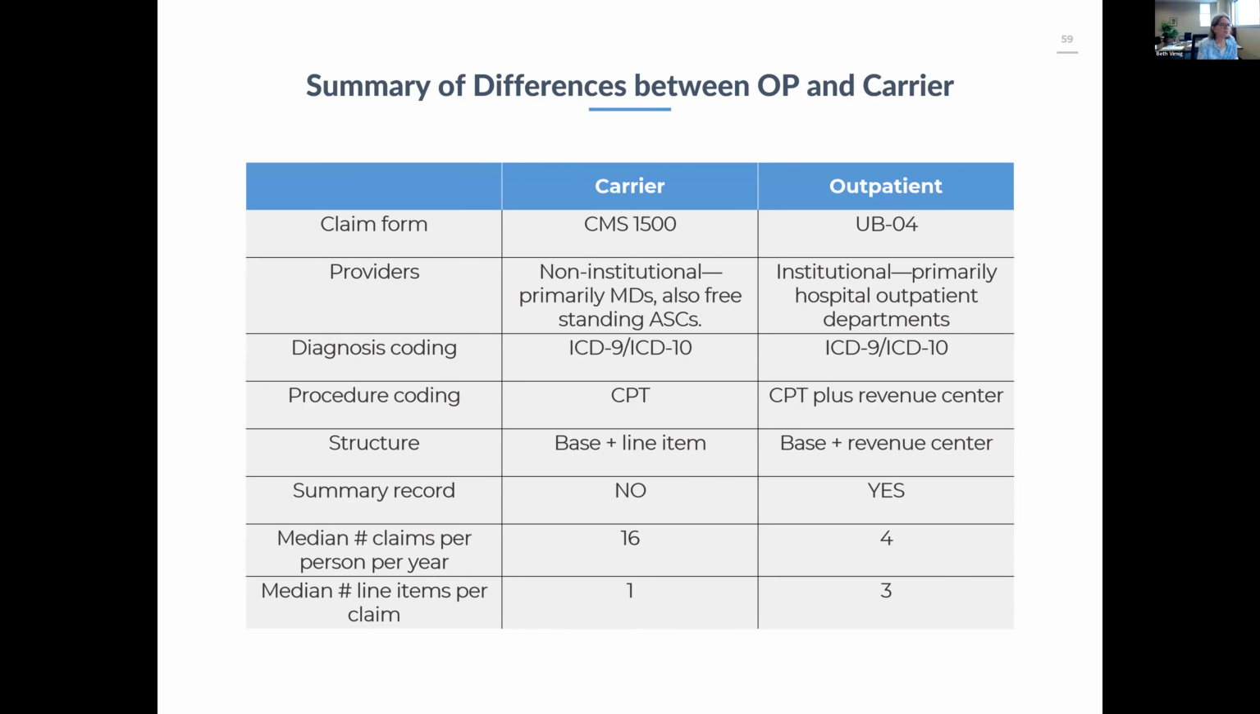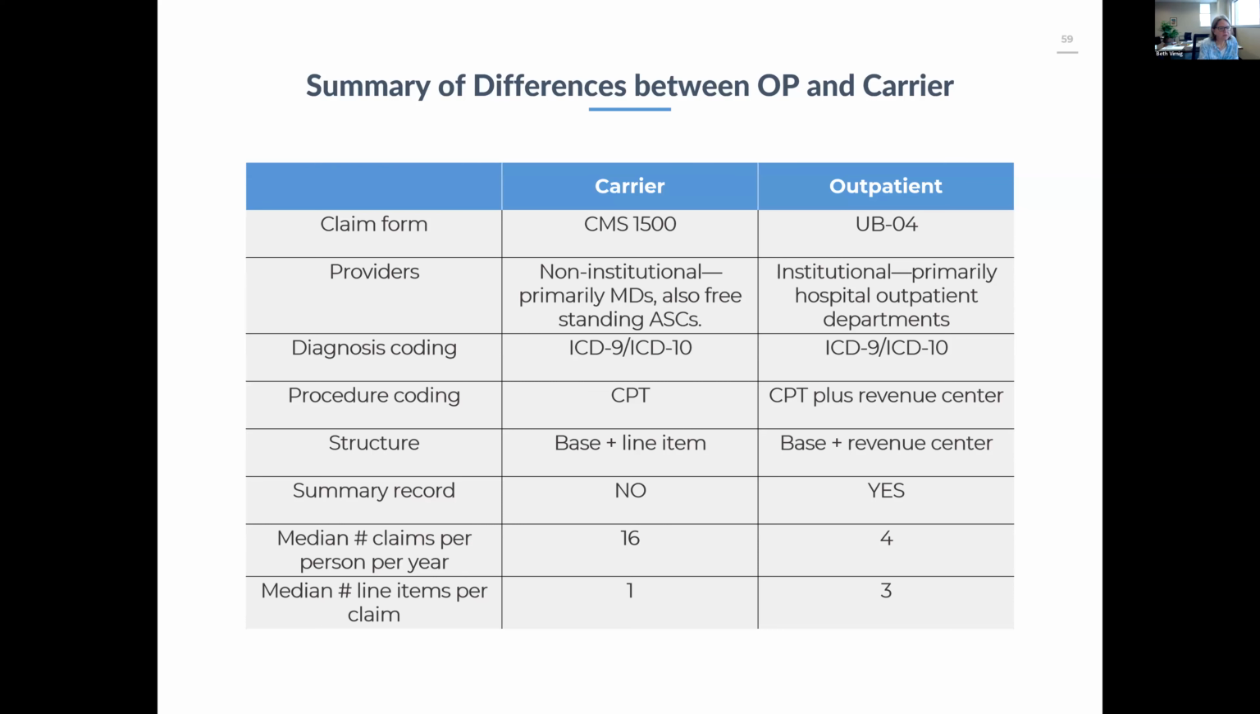They both use the same diagnosis coding, ICD-9 and ICD-10, depending on the year. Carrier is exclusively CPT/HCPCS coding. The outpatient uses CPT plus revenue center codes. So the CPT codes are within a revenue center. The structures, carrier is base plus line, outpatient is base plus revenue center, so very similar structure. There is no summary record for the carrier, but there is one for the outpatient. So when you're cleaning out those summary records or keeping them, that's what you're going to do.